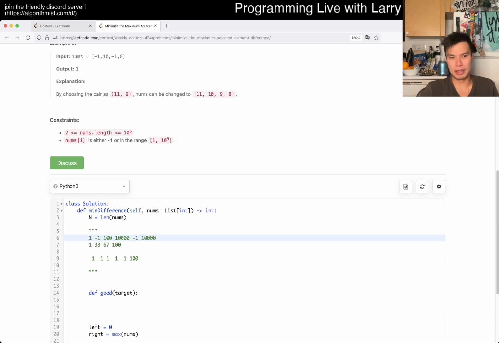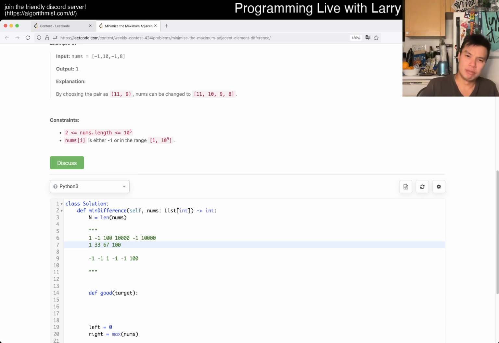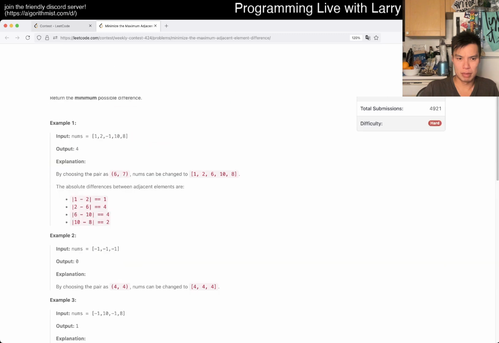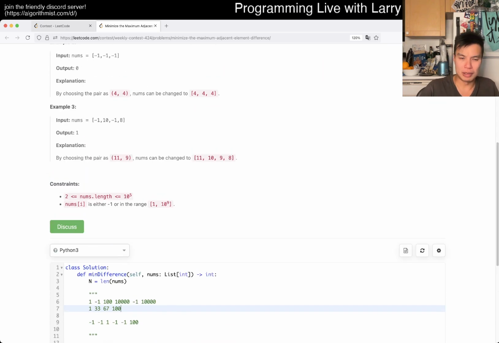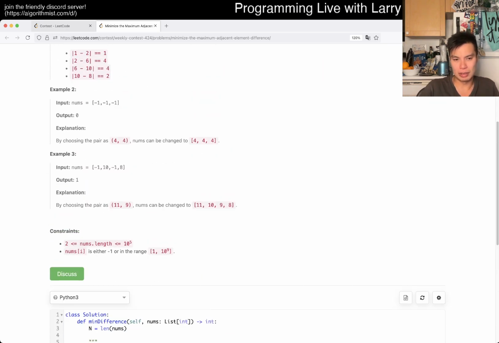How much time do I have? An hour? This definitely feels like one of those problems that I really don't know. Sometimes I at least have some ideas. I guess the end of the world is an idea, but I don't even know how to get into coding that.